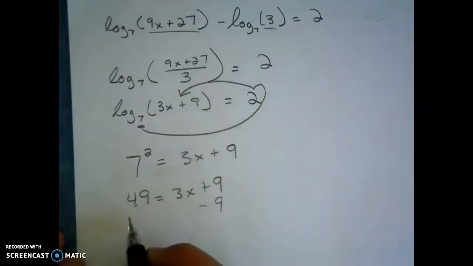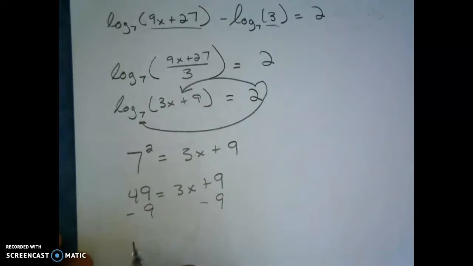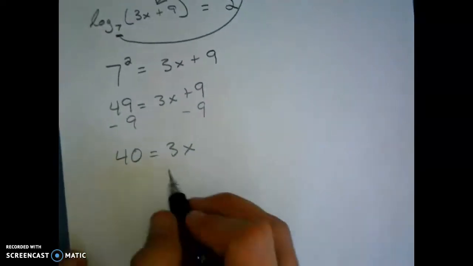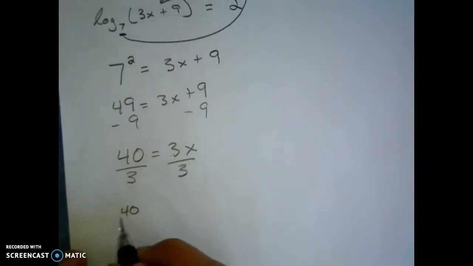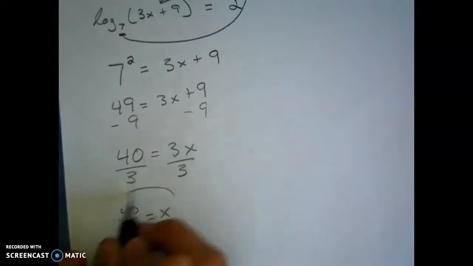Subtract 9, sorry. We get 40 is equal to 3x. Now we divide by 3, divide by 3. We get 40 over 3 is equal to x as our answer there.